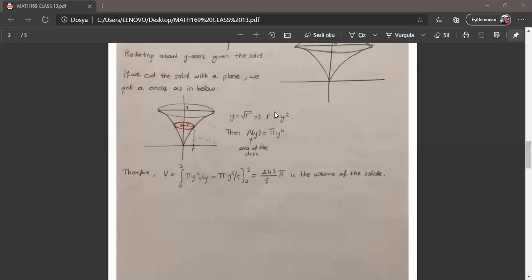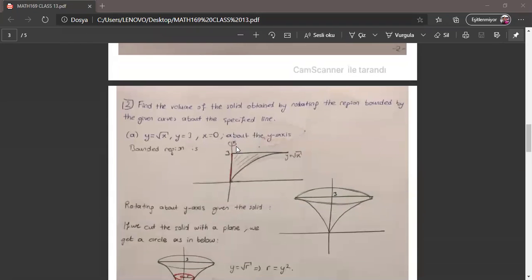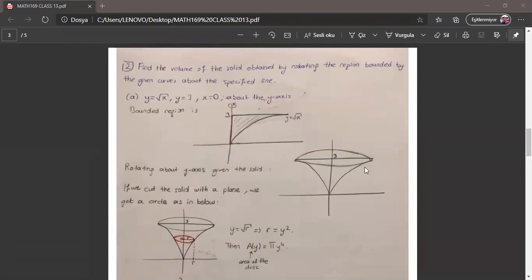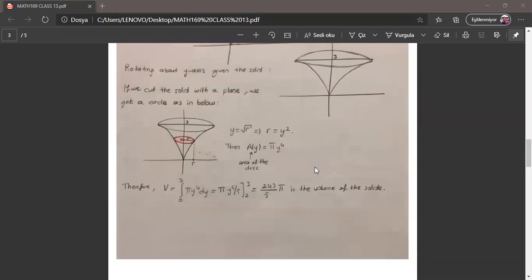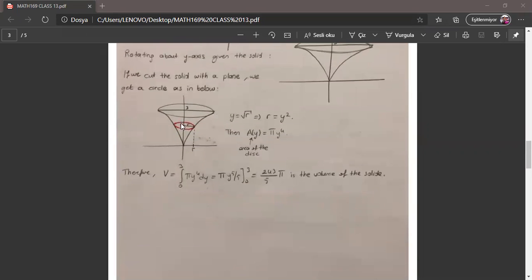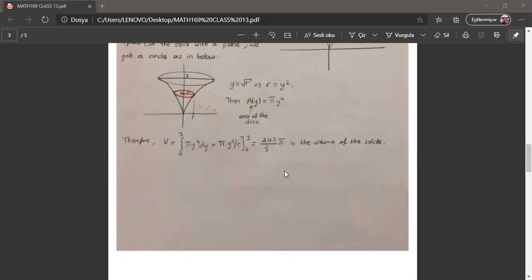So first you find the region, then you guess the solid, then you cut with a plane, okay, and you find the area of that cut, okay, and then you find the boundaries and take the integral.